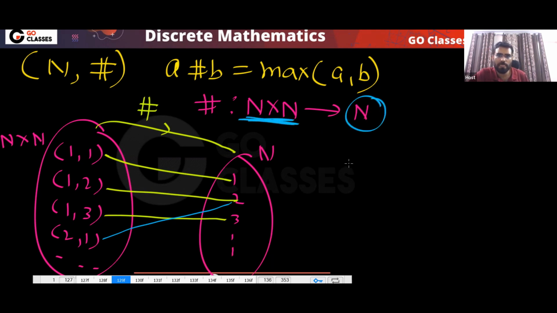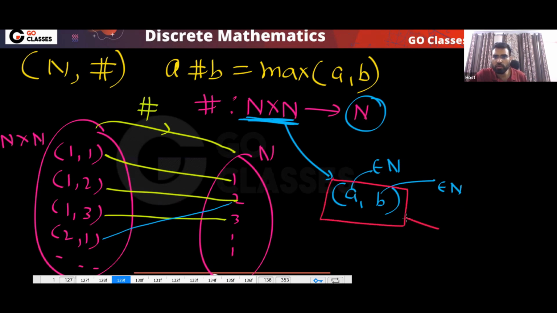Any two elements you take, this simply means that you are taking two elements A comma B. This is in natural numbers and this is also in natural numbers. So you are taking two elements and their result is mapping to some element in the codomain, which is in the base set. So this is how this binary operation relates to closure property. Both are the same thing: binary operation, closure property, both are the same thing.